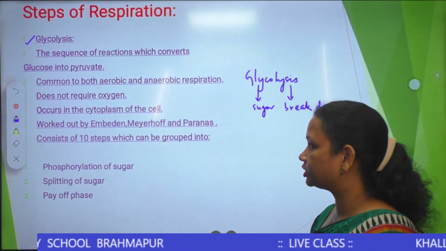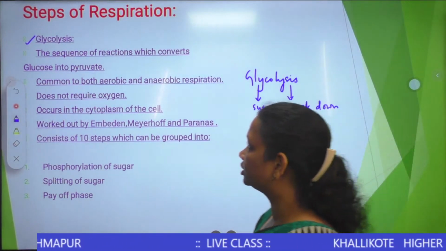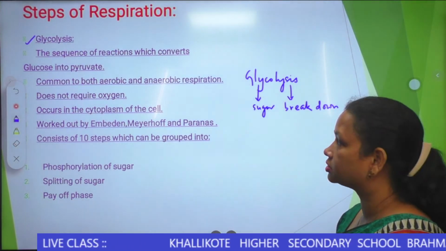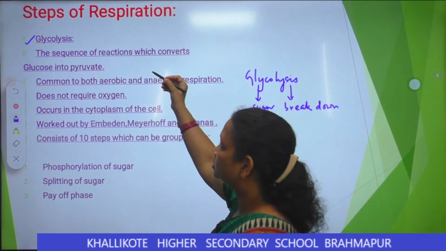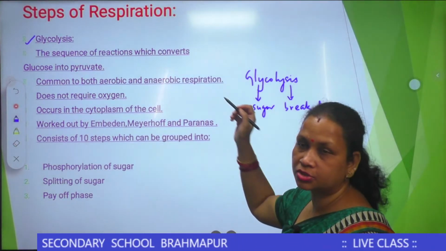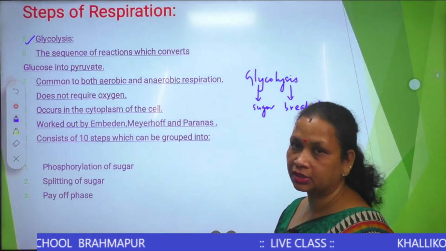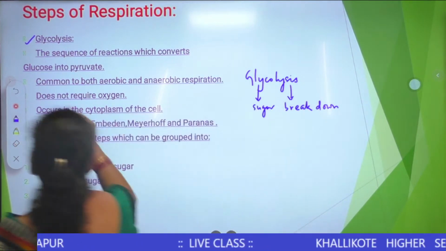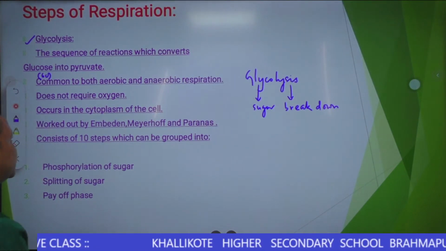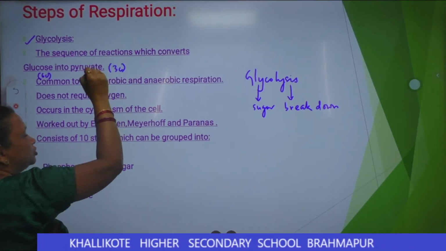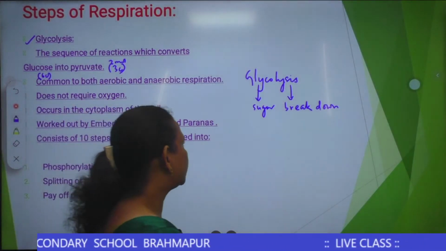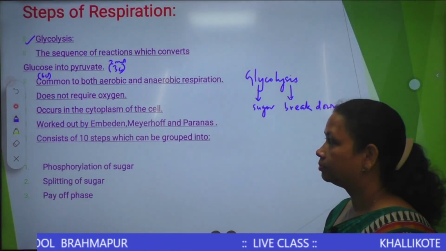So, in respiration, the first part includes the breakdown of the sugar or glycolysis. What is glycolysis? It is the sequence of reactions which convert glucose molecule into pyruvate. Glucose molecule is a 6-carbon sugar. What you get is pyruvate, it is a 3-carbon compound. So, you get 2 molecules. You will be getting 2 molecules of 3-carbon pyruvate.